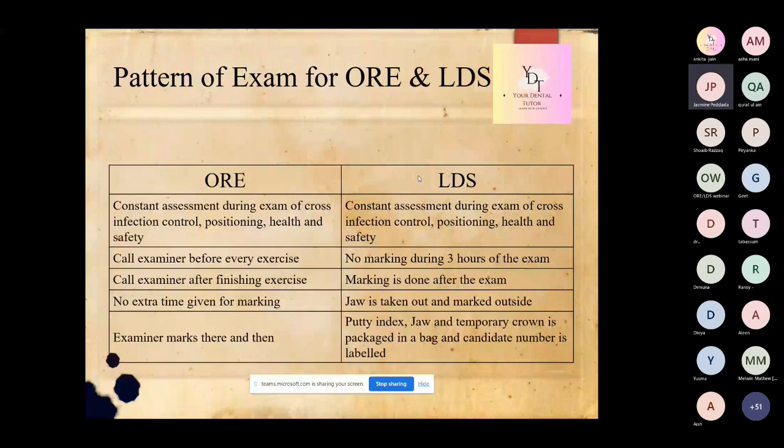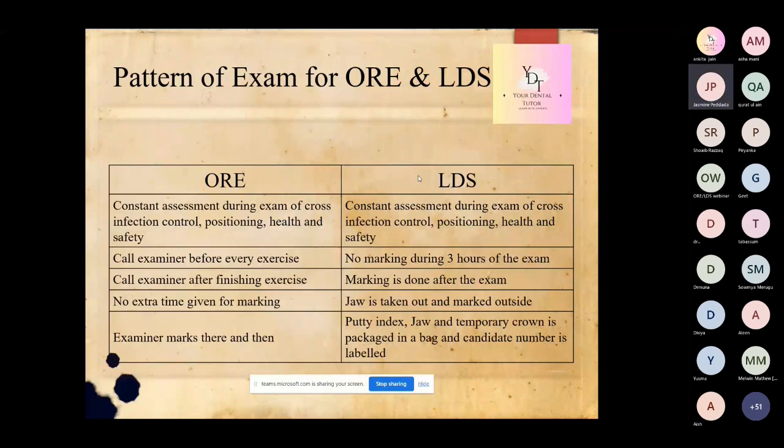After 3 hours, they will take your jaws and then assess them under a high definition microscope. In ORE, they just look through loupes. In LDS, they look via microscope. So that's another difference between ORE and LDS.